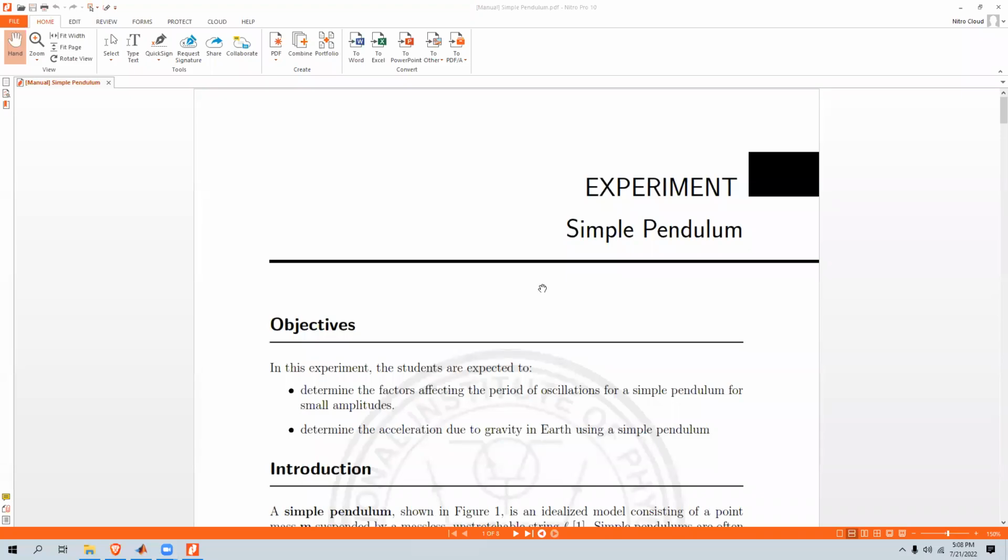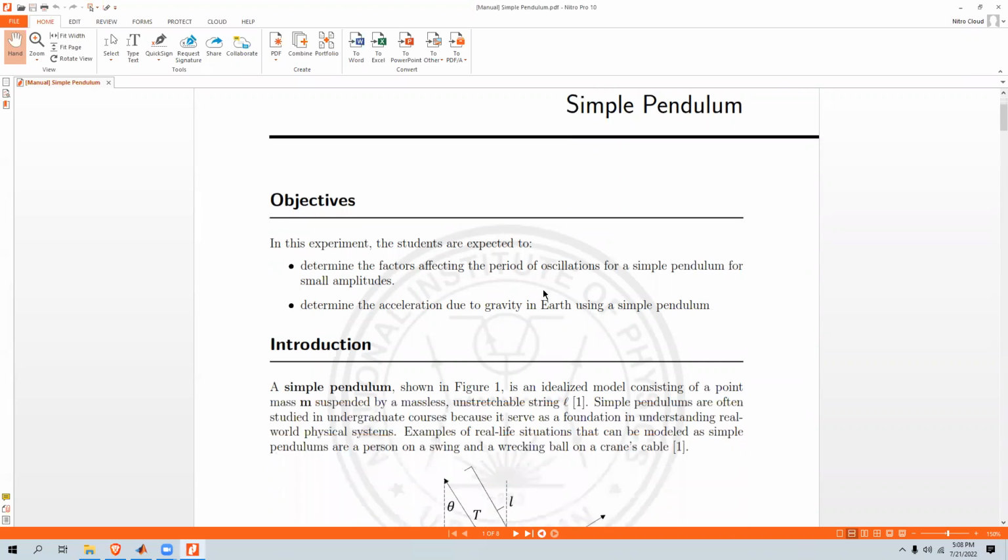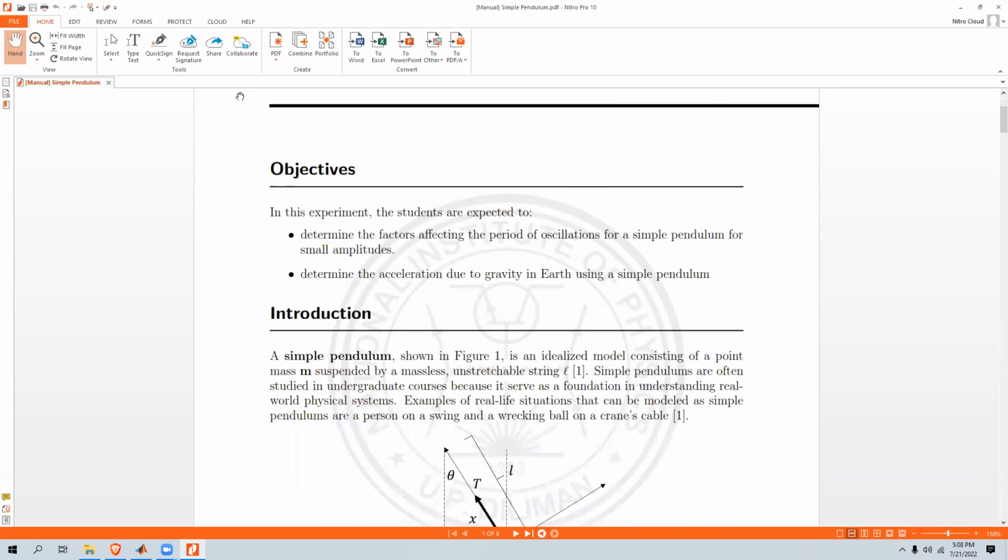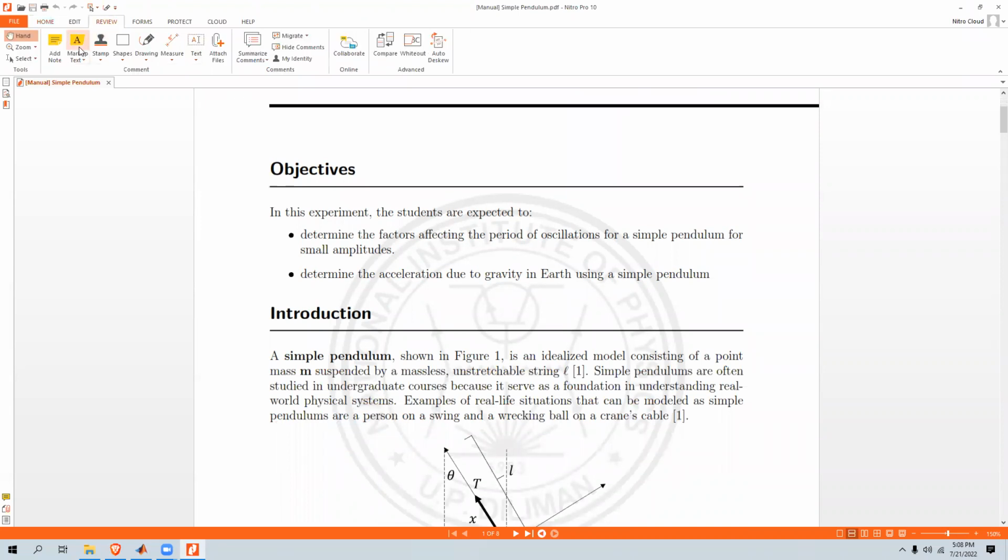Hello, this is a video on our last experiment for Physics 71.1, which is about the simple pendulum. In this experiment, there are two objectives. First, you are expected to determine the factors affecting the period of oscillations for a simple pendulum for small amplitudes. This part, the simple pendulum for small amplitudes, will be very important to note for this experiment.